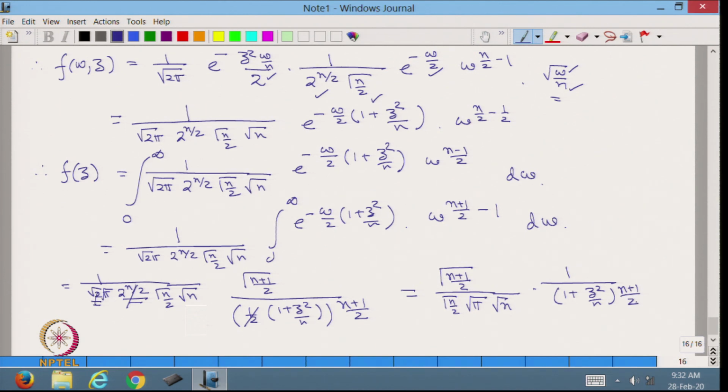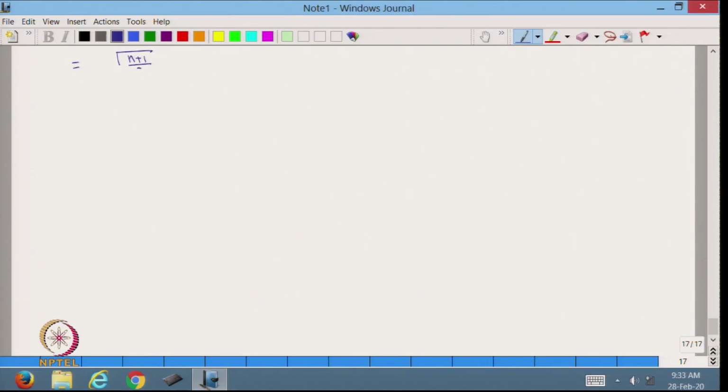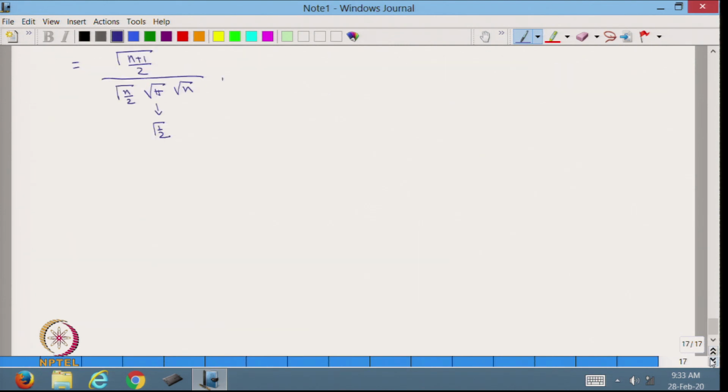So, let me write it again. Gamma n plus 1 by 2 upon gamma n by 2 root over pi root over n. Now, we know that root over pi is equal to gamma half, multiplied by 1 upon 1 plus z square by n to the power n plus 1 by 2.